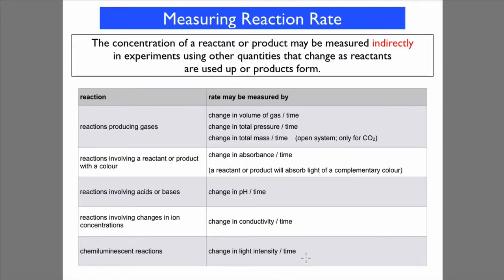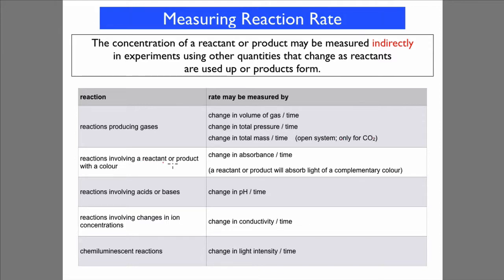The concentration of a reactant or product may be measured indirectly in experiments using other quantities that change as reactants are used up or products form. For example, in a reaction producing gases, we could measure the change in volume of gas over time. We could measure the change in total pressure over time, and we could measure the change in total mass over time. Open systems, for this mass one, it tends to just use carbon dioxide because it's quite heavy. Trying to do it with hydrogen gas would be too difficult. Your error would be too great because hydrogen is so light.